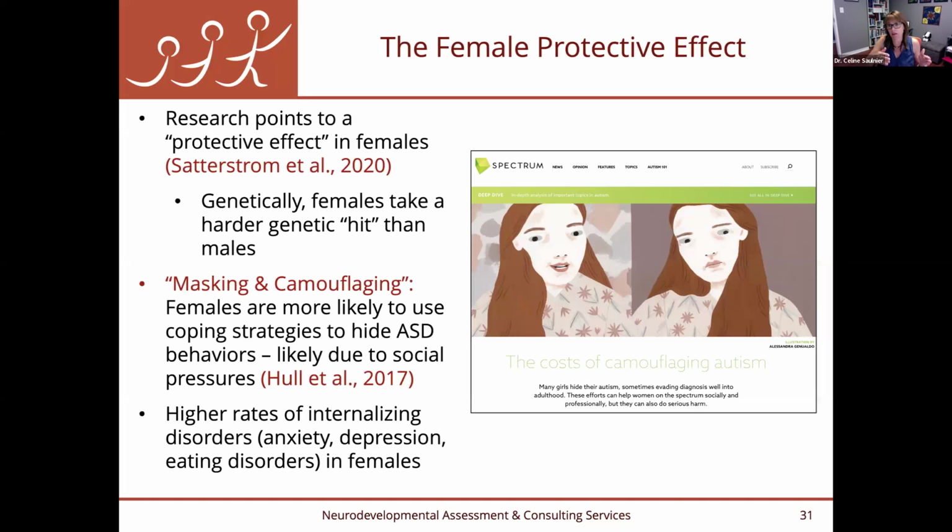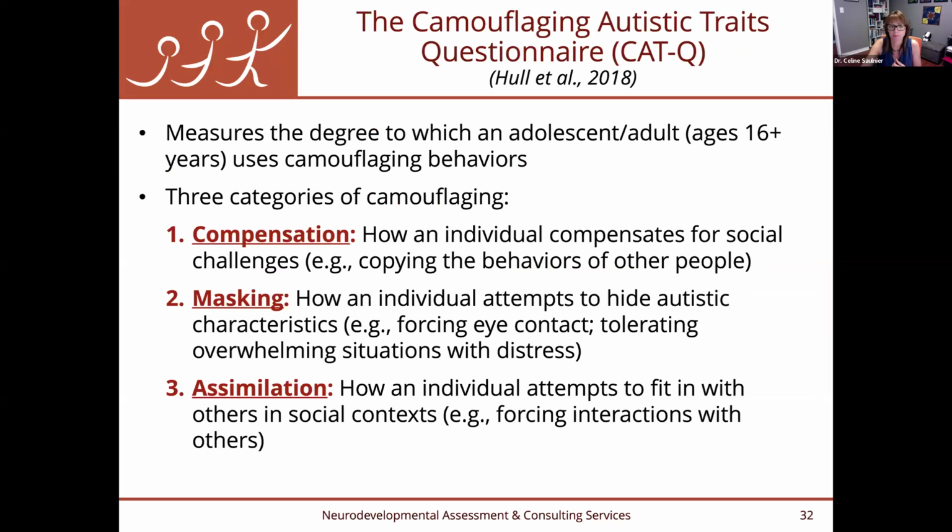And then when we think on the higher cognitive, higher language end, that masking and camouflaging is also a protective effect. However, we're learning that the act of camouflaging and masking is exhausting. There is a measure called the Camouflaging Autism Traits Questionnaire, the CAT-Q, that looks at this in individuals over the age of 16, but I believe the researchers are downward extending it because masking and camouflaging certainly occurs in younger individuals. It's a self-report, and these individuals can actually report whether or not they're doing these behaviors.